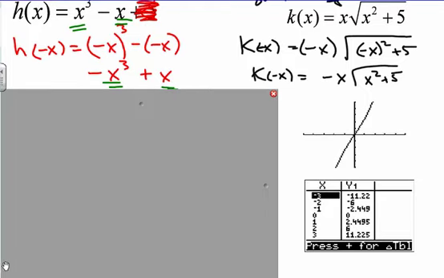We can identify that this graph has symmetry over the origin. What I have over here, the opposite is going to be over here. So we have a positive, then plugging in the negative, everything's going to be negative. It has symmetry over the origin.